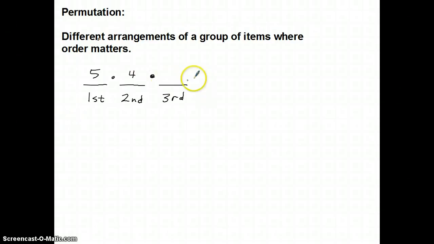Now for third place, we have only 3 people that could get the third place position. So we have a total of 60 different ways that we could get first, second, and third place out of a total of 5 people there.